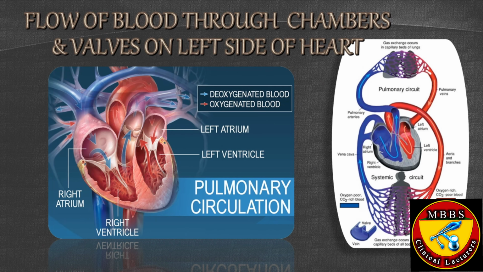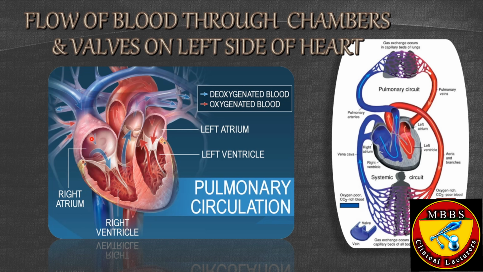Now, the flow of blood through the chambers and valves on the left side of the heart. So we are mostly discussing the left side of the heart. As we already know, the right side of the heart receives blood from 3 sources: superior vena cava, inferior vena cava, and coronary sinus. The superior vena cava drains blood from the head, neck and upper limb, whereas the inferior vena cava brings blood from the lower part and trunk of the body into the right atrium.